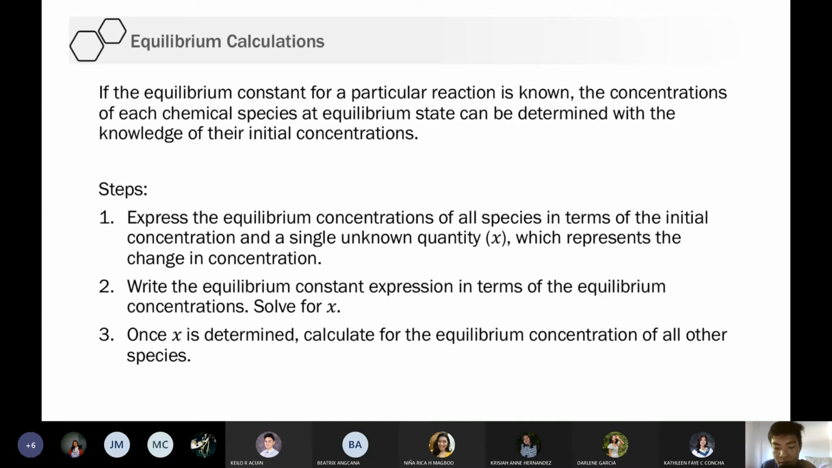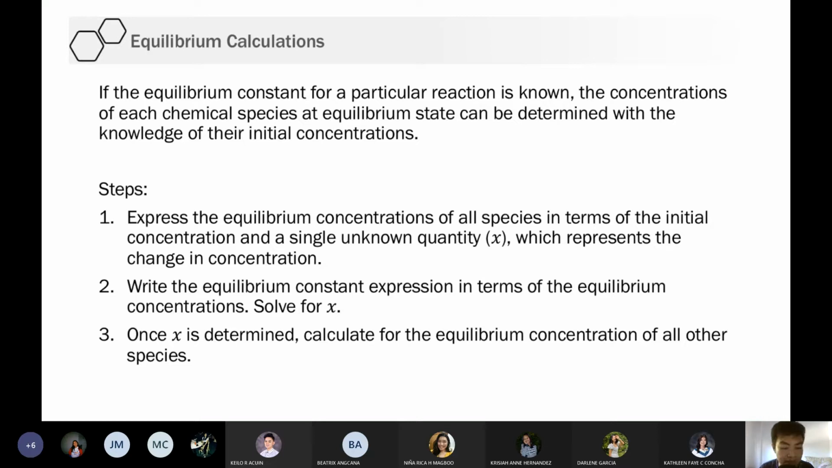So again, the questions in this topic will give you the initial amounts, and then later on it will ask you for the equilibrium concentration. So how are we going to address this question? How are we going to solve this? There are three easy steps.